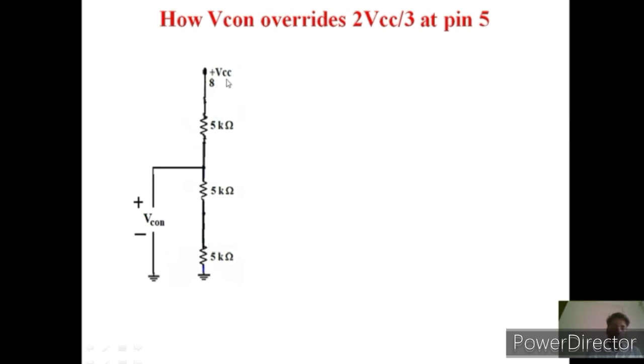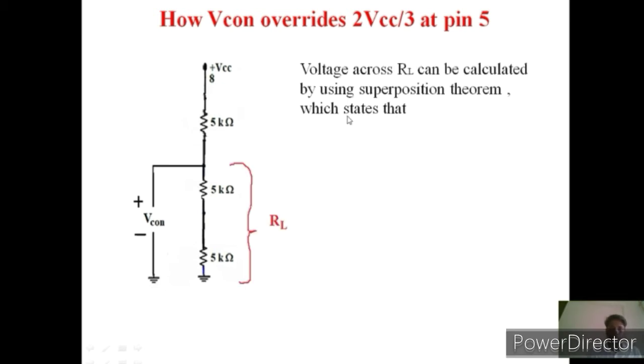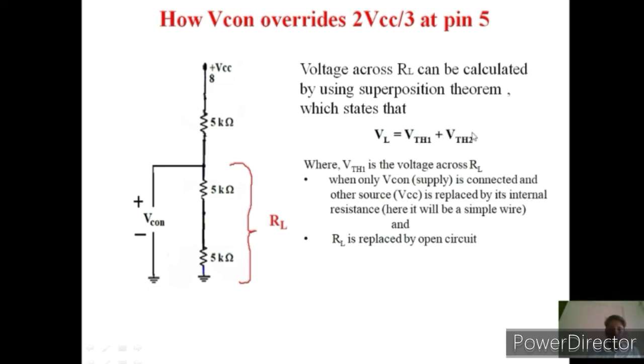Now when you have two power supplies, we use the principle of superposition theorem, which states that effective voltage at this point across RL can be written as VTH1 plus VTH2, where VTH1 is the voltage across RL when only one power supply, that is V control, is connected into the circuit, and the other power supply is replaced by a simple wire. So this will directly go to the ground and RL should be kept infinity.